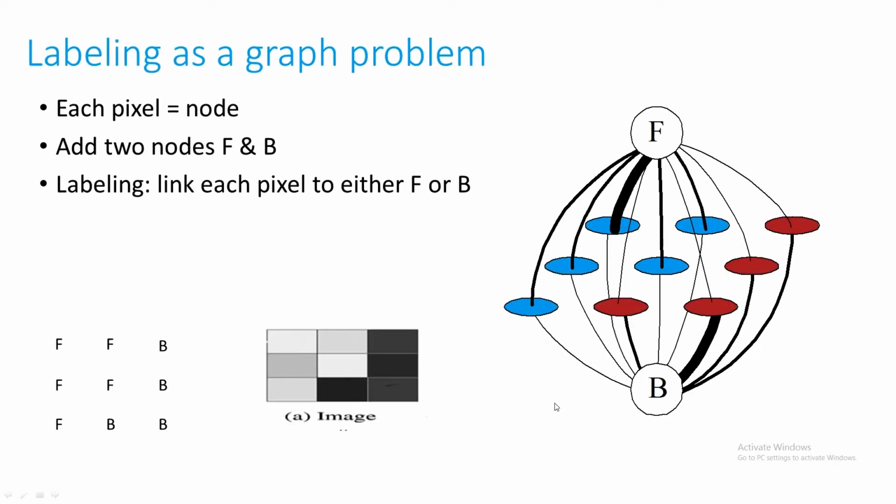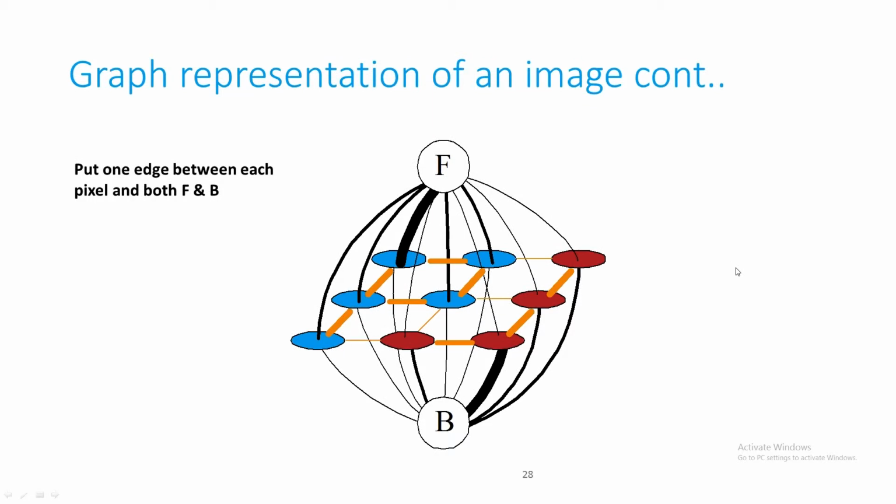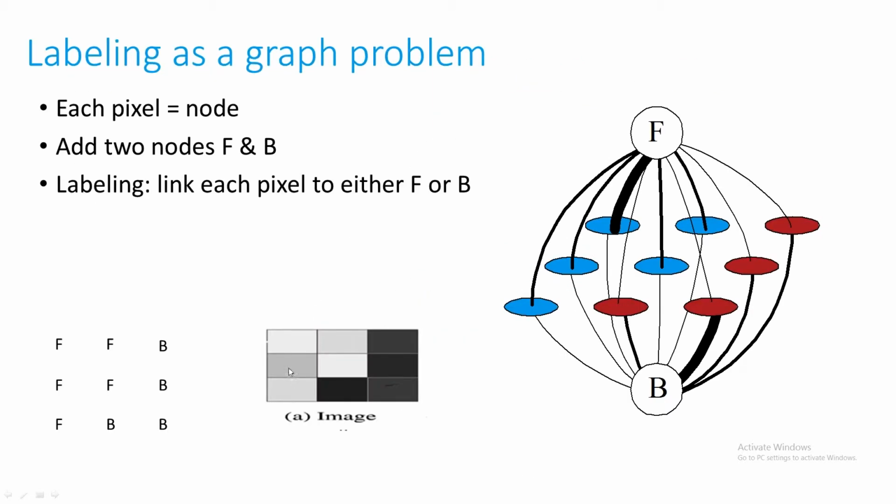Now, see this is an image. The gray level is considered, and each pixel is going to be represented as a node of the graph. So, these 4 pixels are represented by 4 red nodes here, and these pixels are represented by the blue nodes. Now, additionally you add 2 nodes F and B, like your S and T in an ST network. Here F stands for the foreground and B is for the background.